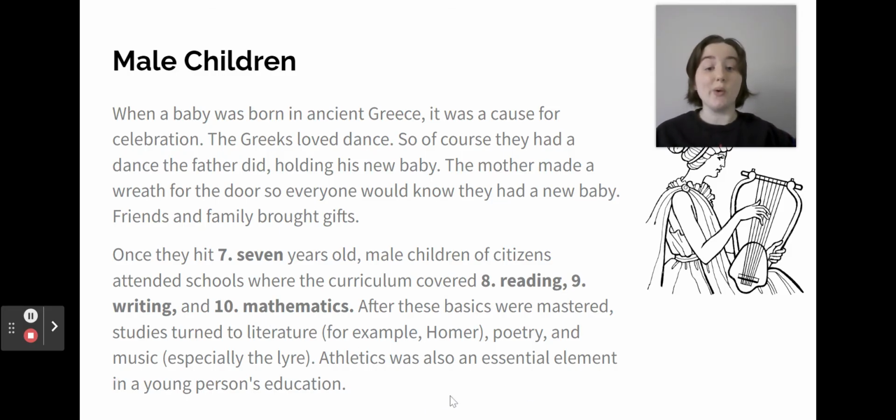Once they hit 7 years old, male children of citizens attended schools where the curriculum covered reading, writing, and mathematics, just like your curriculum covers here at Oberlin. After these basics were mastered, studies turned to literature, for example, Homer, who was a popular author, poetry, and music, especially the lyre. And the lyre is this picture right over here on the right. Athletics were also an essential element in a young person's education. So your next blanks are 7, 8, reading, 9, writing, and 10, mathematics.